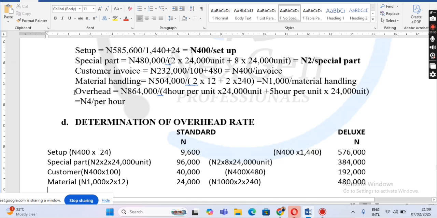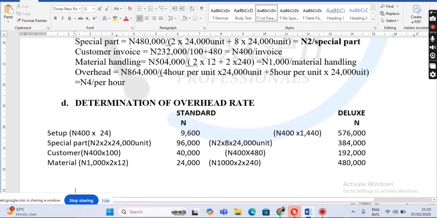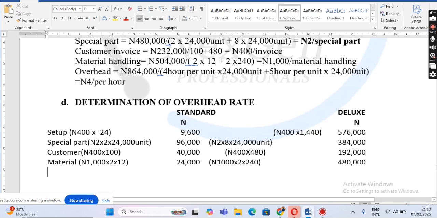Okay, the last thing is the overhead. Don't forget that they say the overhead is based on the labor hours. That is why we multiply 4 hours per unit times 24,000 units, so that it will give you the total numbers of hours that you use to produce 24,000 units, right? So your overhead. Don't forget that all these things are costs until you divide it by the unit before you will now have the rate. Don't allow them to use English to confuse you. Overhead rate means unit cost of the overhead.